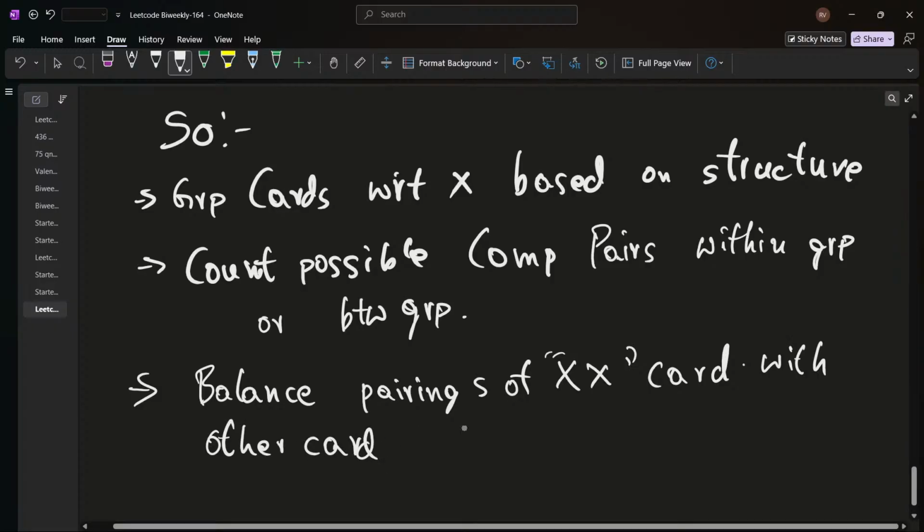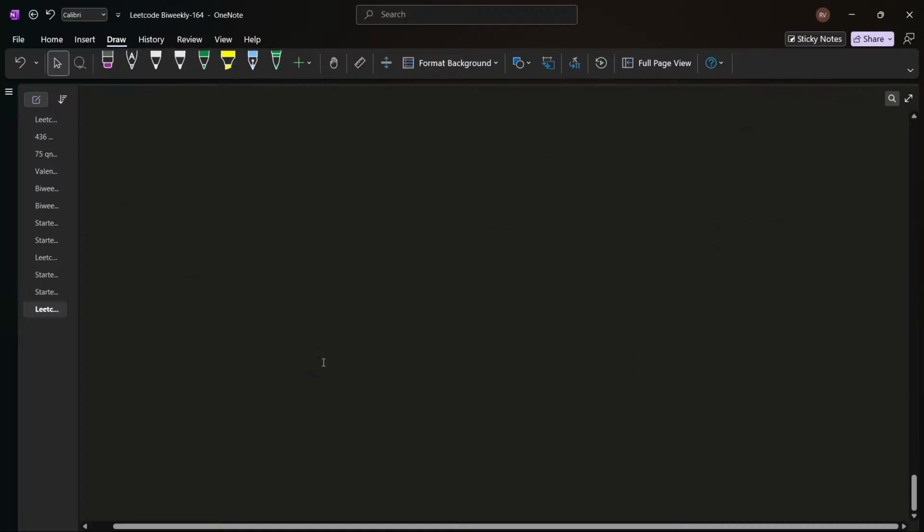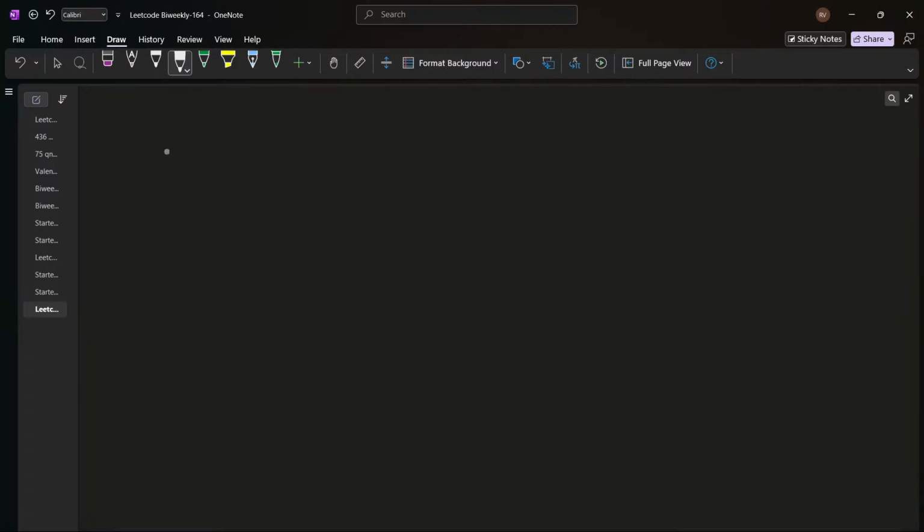I'll balance the pairings of XX card with other cards optimally. This is what they have asked us to do basically. Now how am I gonna do this? A bit tricky question, but yeah, solvable. We'll go to our approach.